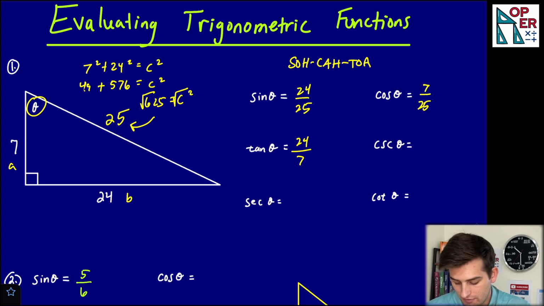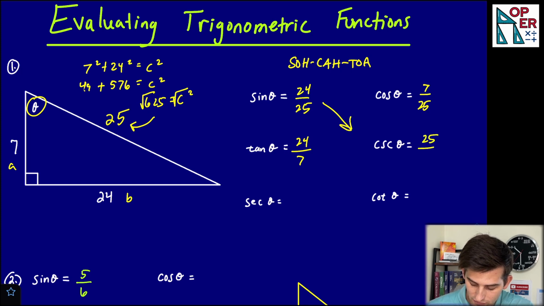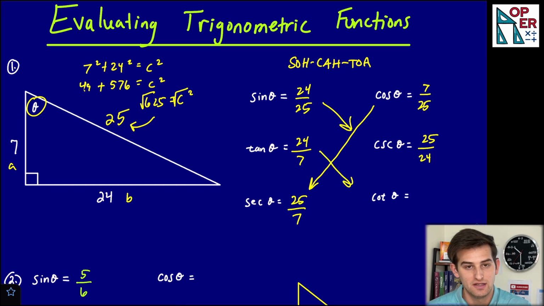So now for our other 3 ratios, cosecant is going to be the inverse of sine. So this would be 25 over 24. Secant is going to be the inverse of cosine. So this is going to be 25 over 7. And lastly, the inverse of tangent would be our cotangent. So that's going to be 7 over 24. Okay, so that's how we can evaluate our trig ratios for that example.